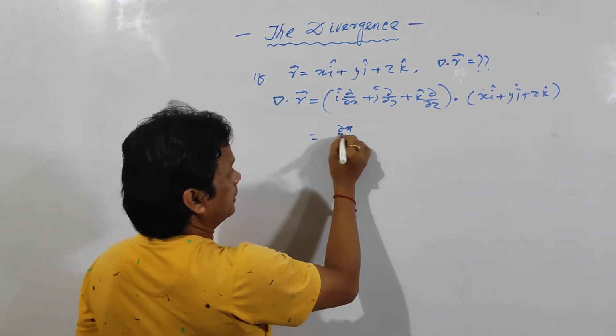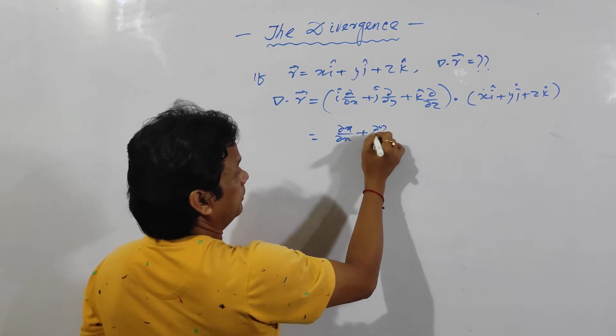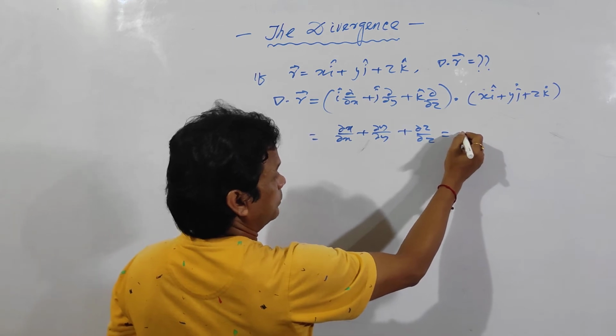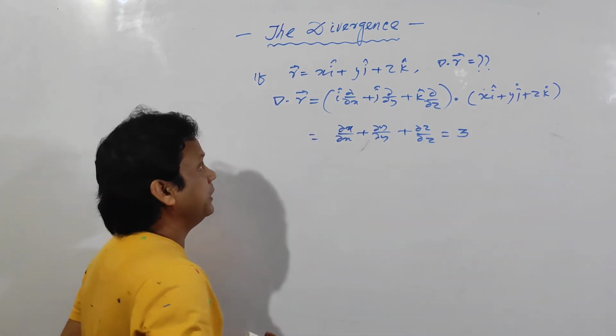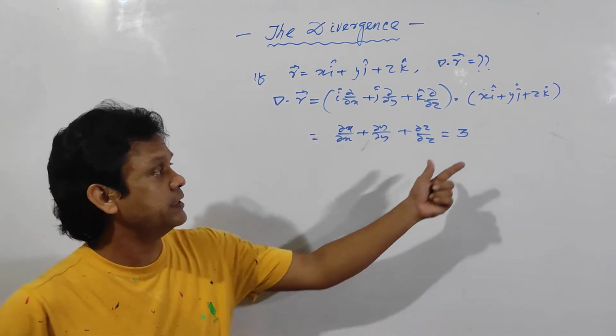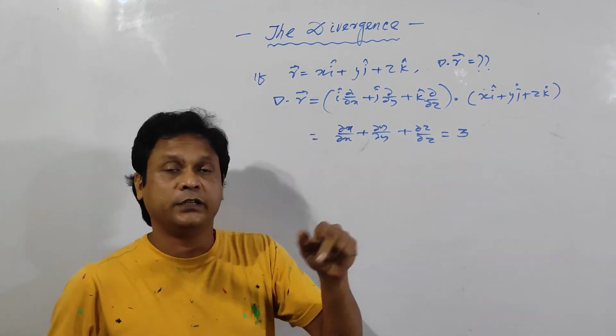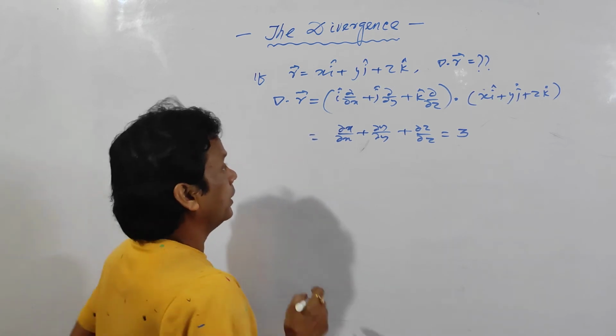For dot product, simply apply the property of dot product. It will be del x by del x plus del y by del y plus del z by del z. It is equal to 1 plus 1 plus 1, which is equal to 3. That means divergence of r vector is simply 3. You can apply directly del dot r is equal to 3 while solving problems. Okay.